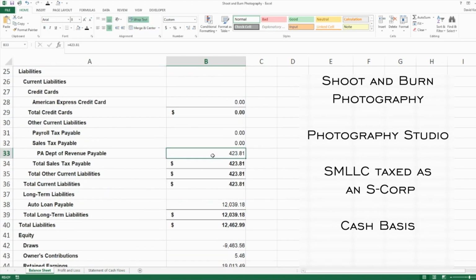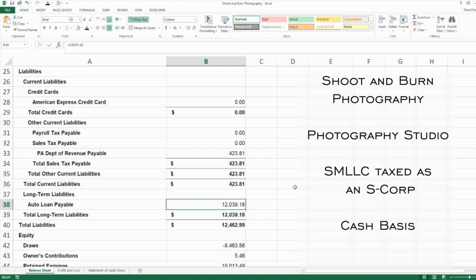If I change the date to September 1st and more invoices got paid, you'd see this number increase. And if I ran a report as of September 21st, when the amount to PA was due on September 20th, it's due the 20th of every month, you'd see this amount go down because cash would go out of the bank and the liability would be paid off.